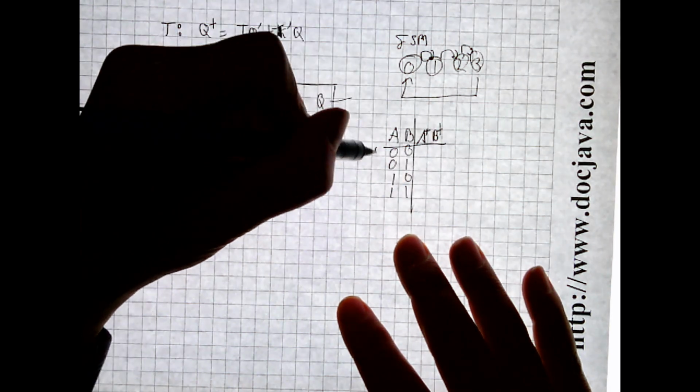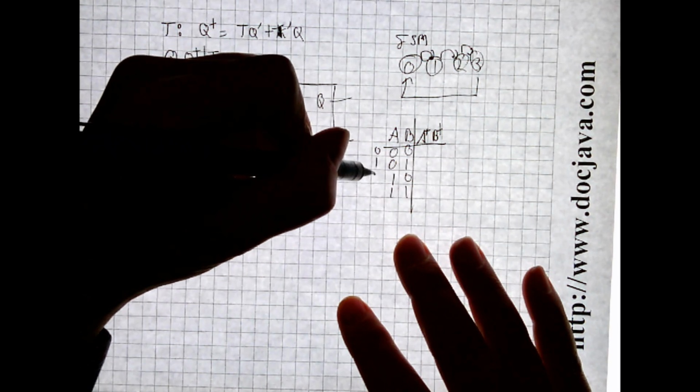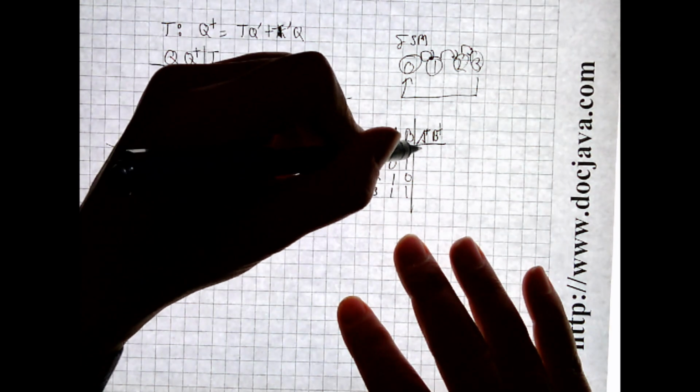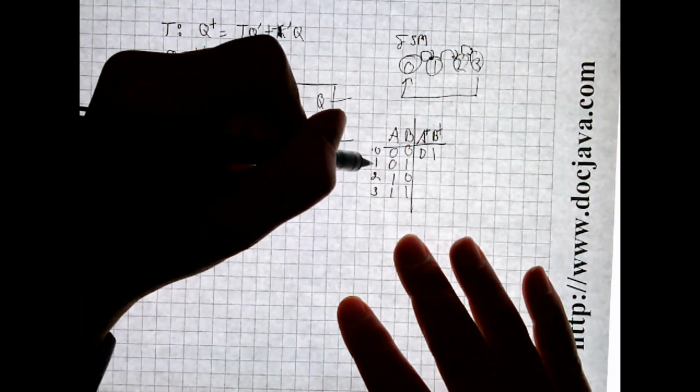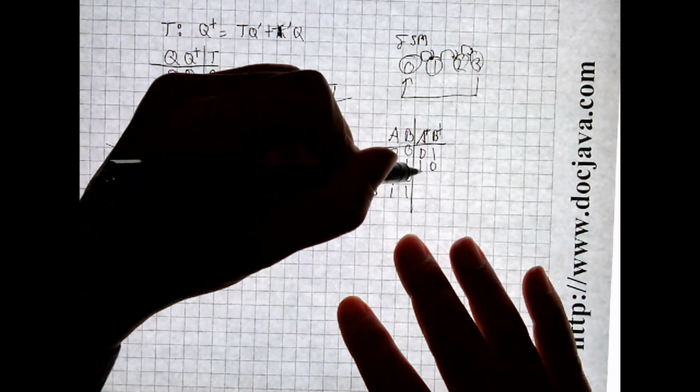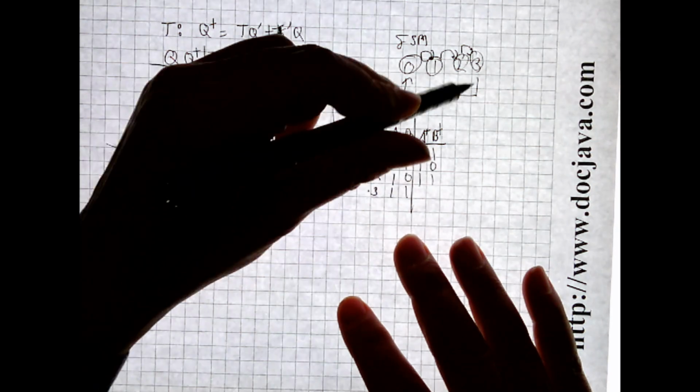If you're going to number these things, you might as well number them in decimal. So if you're in 0, next state is going to be 1. If you're in 1, next state's going to be 2. If you're in 2, next state's going to be 3. And if you're in 3, you go back to 0.